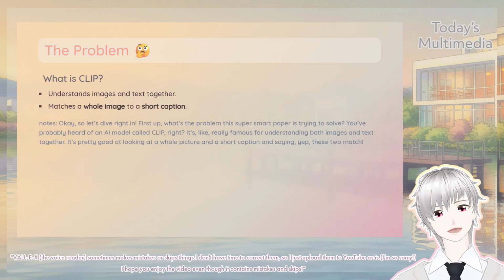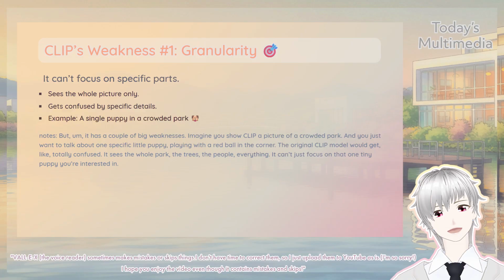First up, what's the problem this super smart paper is trying to solve? You've probably heard of an AI model called CLIP, right? It's really famous for understanding both images and text together. It's pretty good at looking at a whole picture and a short caption and saying, yep, these two match. But it has a couple of big weaknesses.